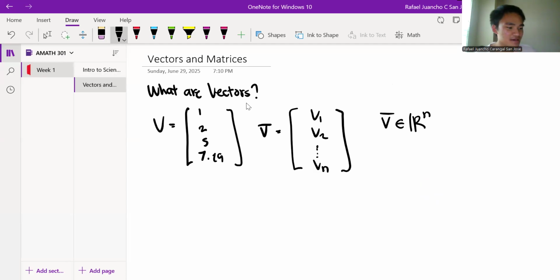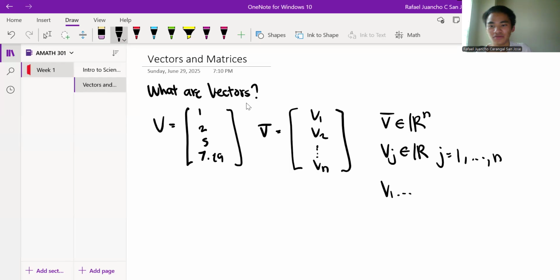But anyway, we actually try to generalize this thing. I'm just looking at my notes: v sub j is an element of the real numbers, and here we say that j is equal to 1 going all the way to n. So what does that mean? It starts at 1, j is equal to 1. It goes all the way to j equals n, which in this case is what's happening here. It starts at 1 and goes all the way to n.